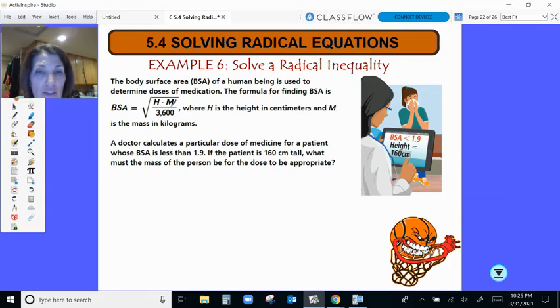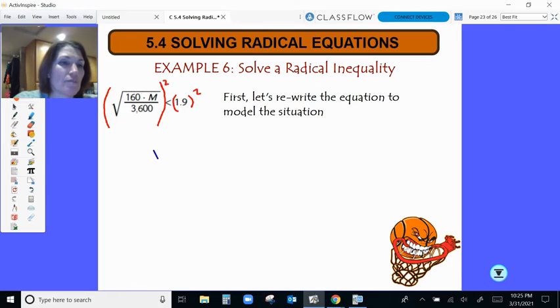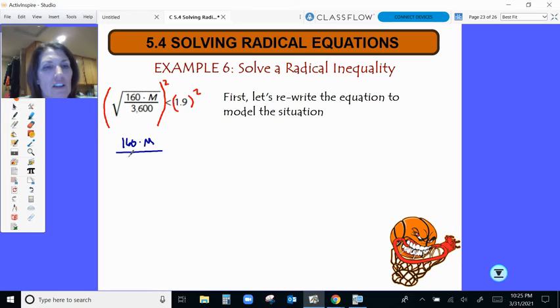So we're going to plug in the height right here of 160, and then our BSA, we want to put 1.9. So I'm going to flip the page here. So this is what it wants to look like. Our BSA needs to be less than 1.9. Okay, so that's the BSA, the patient is less than 1.9. Okay, so what we want to do here to solve for what the mass needs to be is we want to go ahead and raise both sides to the power of 2. That will eliminate our radical, which will be nice. So we have just 160 times m over 3600.